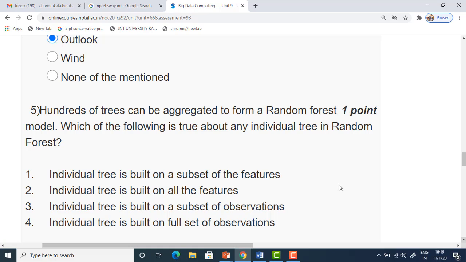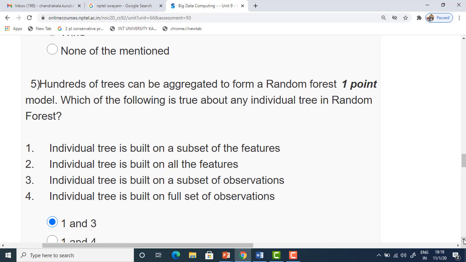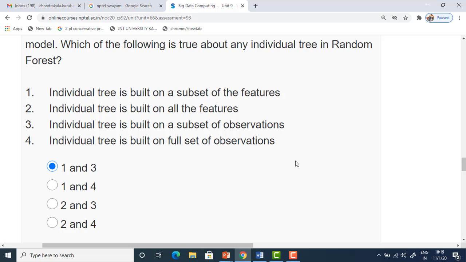Hundreds of trees can be aggregated to form a random forest model. Which of the following is true about any individual tree in the random forest? They have given 4 statements about random forest. We have to find out the true statements. Individual tree is built on a subset of the features. That is true. Individual tree is built on all the features. No, it's wrong actually. We won't build an individual tree on all the features.